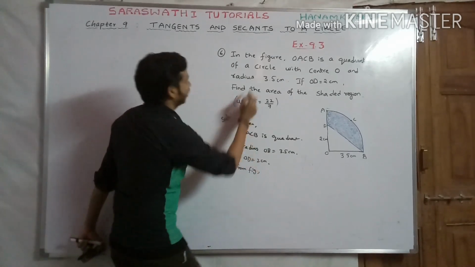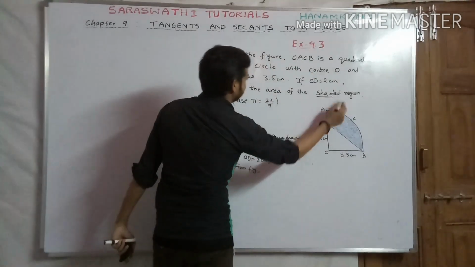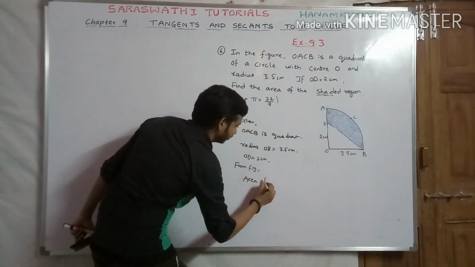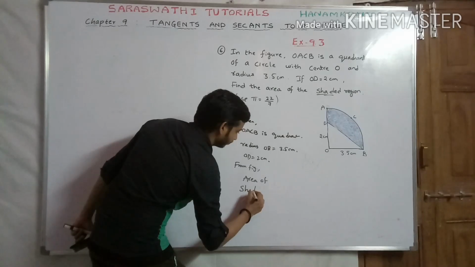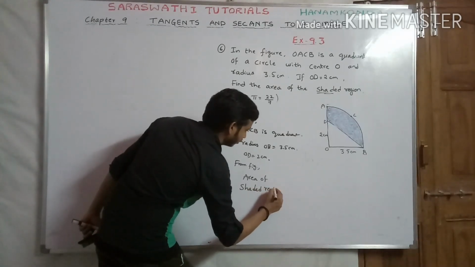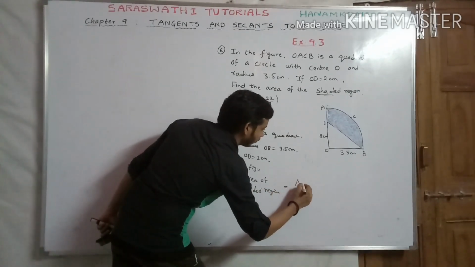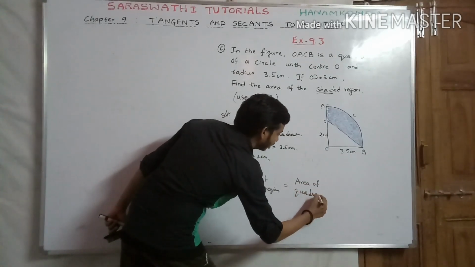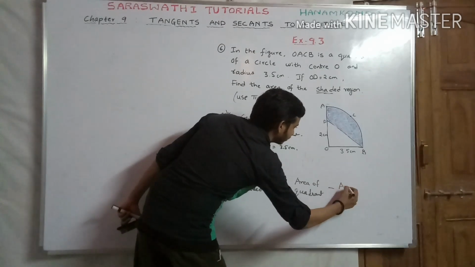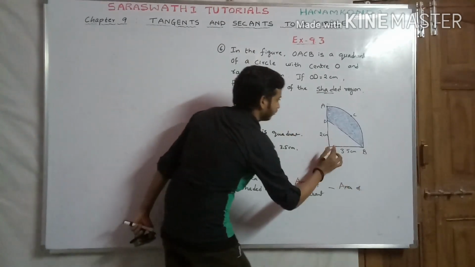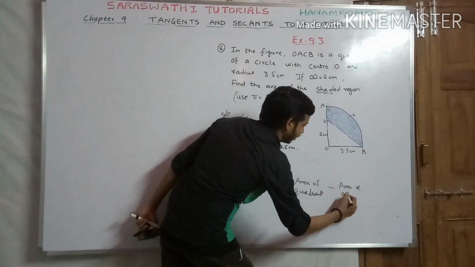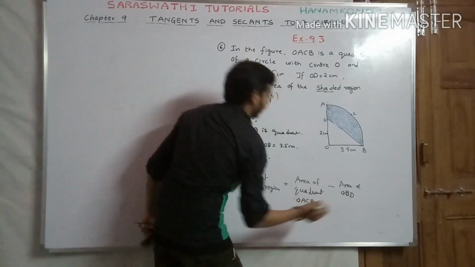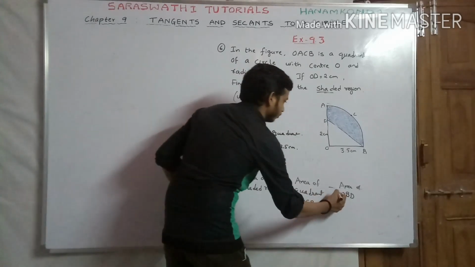Since it is asked to find the area of the shaded region, from the figure, the area of the shaded region is equal to the area of the quadrant minus the area of triangle OBD. So the area of quadrant OACB minus the area of triangle OBD.